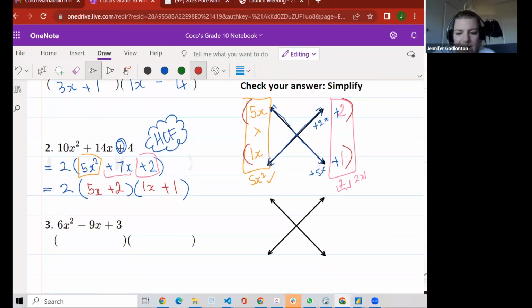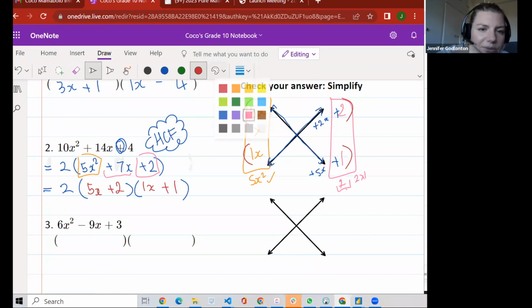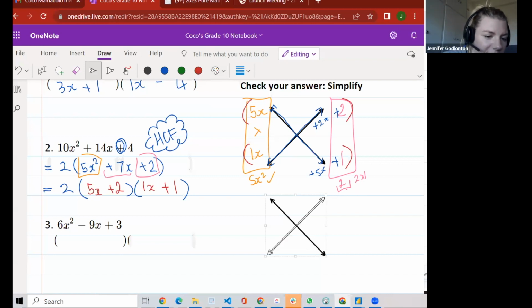This one is going to be our last question for the evening. So I want you to have a look at question 3 for me. In question 3, you need to do a very similar thing to what we did in our last one. You need to first take out a highest common factor. Okay, so first take out your highest common factor in this question.